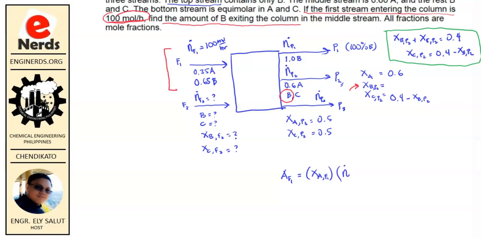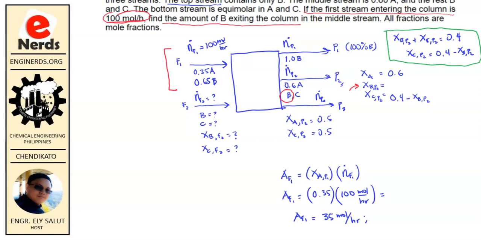So, we have N F1. So, halimbawa, itong A component natin dito sa feed 1 will be yung mole fraction natin ng A is 0.35 times yung molar flow rate natin which is 100 moles per hour. That means we have here A in F1 is equal to 35 moles per hour. Okay?